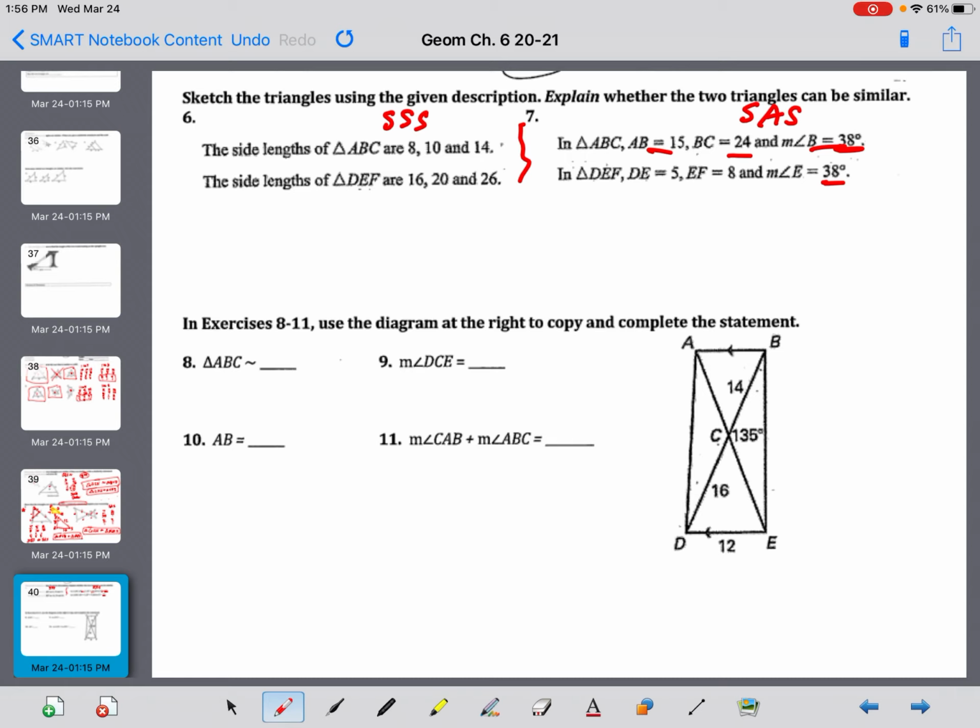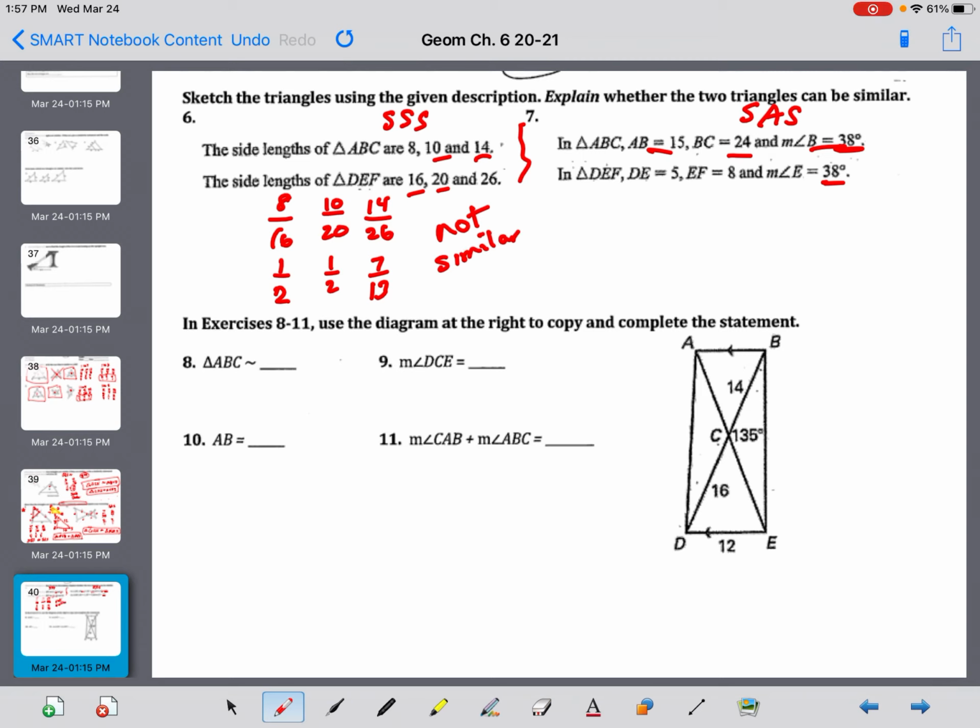So I'm going to go smallest over smallest. So I started to look at this one. I was like, oh, it's another 1/2 one because I was thinking smallest is 8 and smallest is 16. Second biggest is 10. Second biggest is 20. Biggest is 14. And then biggest in the lower triangle is 26. And this one's going to fall apart because 8 over 16 simplifies to 1/2, 10 over 20 simplifies to 1/2, and 14 over 26 does not simplify to 1/2. You can divide it by 2, and it's 7 over 13. So the answer to number 6 is that they are not similar.